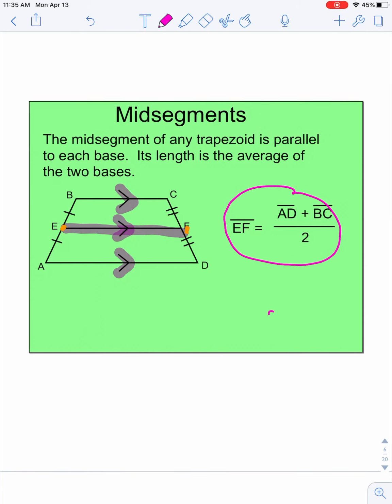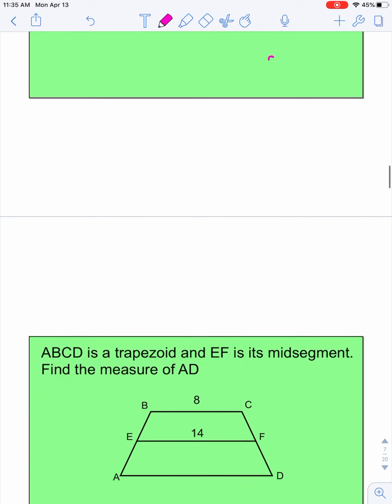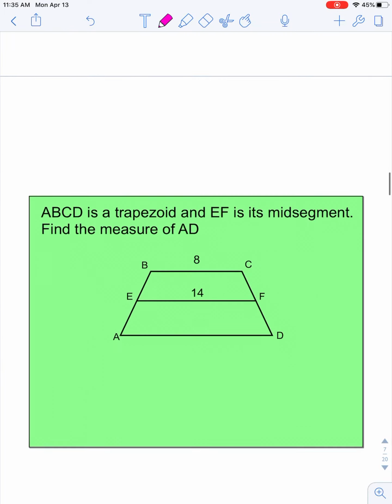So we add up sides AD and BC and then divide by 2. That's how we take the average of things. So let's look at a few examples. There's not a lot to this. It's just going to be working through some examples to apply these properties of midsegments and trapezoids.